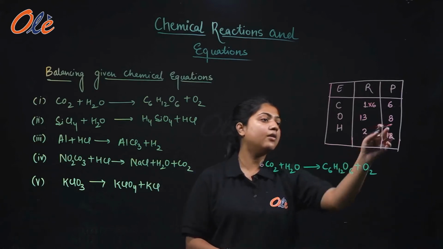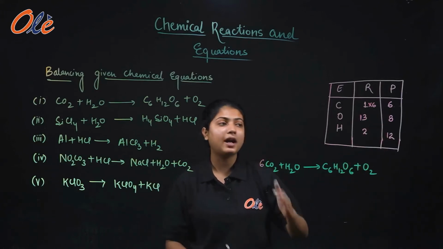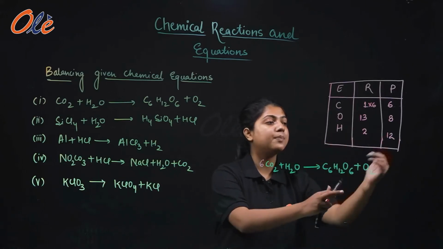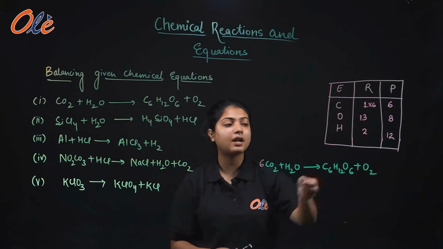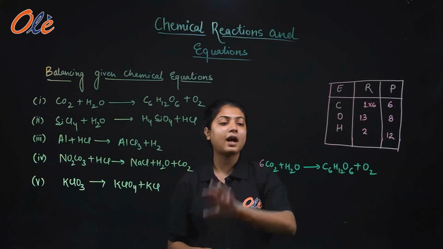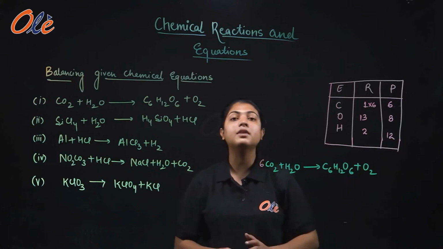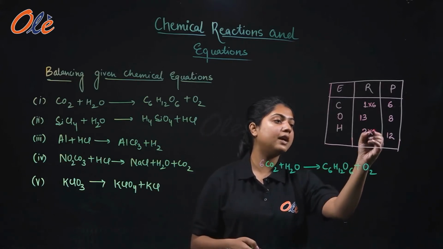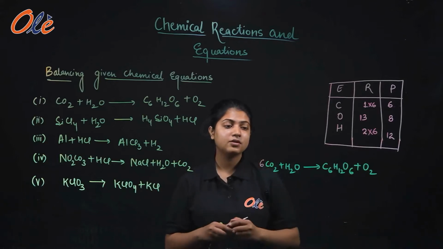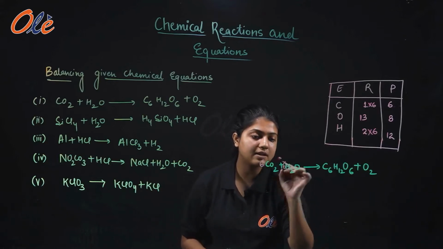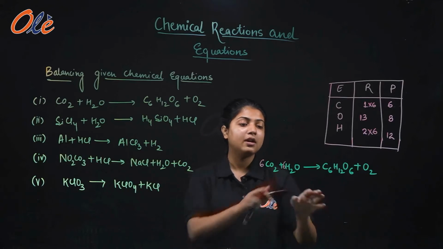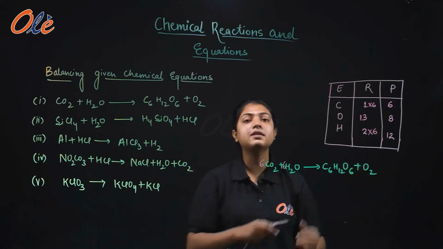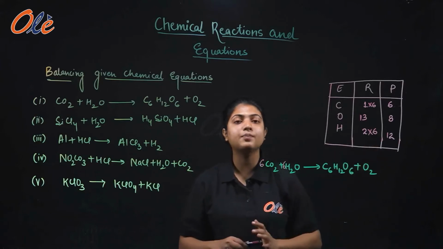Okay. Now we have to balance the number of hydrogen atoms. Now how we gonna balance the number of hydrogen atoms? In the product side, the number of hydrogen atoms is 12 and in the reactant side, the number of hydrogen atoms is 2. Okay. So how we can make it equal? By multiplying by 6. So if we multiply this by 6, we have got 6 2s are 12 hydrogen atoms in the reactant side and 12 hydrogen atoms in the product side.